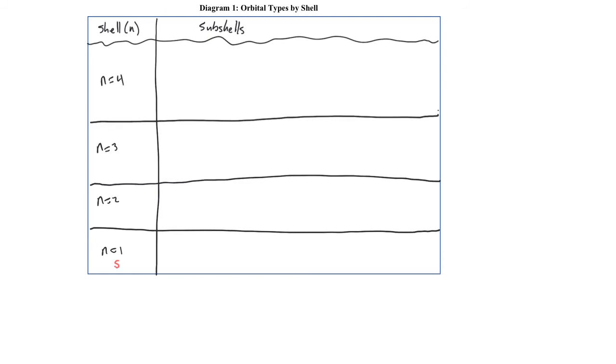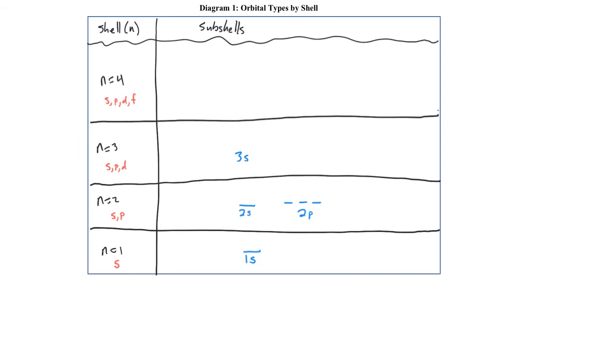Now, what are the subshells at n equals 1? Well, at n equals 1, we have s. At 2, we have s and p. At 3, we have s, p, and d. And then at 4, we have s, p, d, and f. Okay, so let's write these out. At n equals 1, we have the 1s. At 2, we have the 2s and the 3 2p orbitals, the px, the py, and the pz.